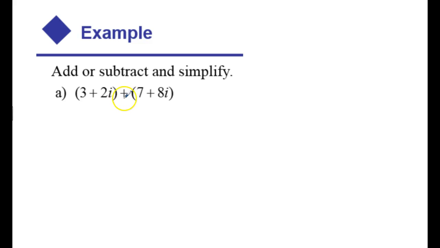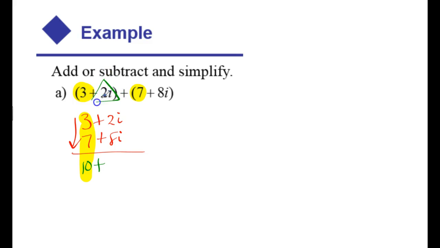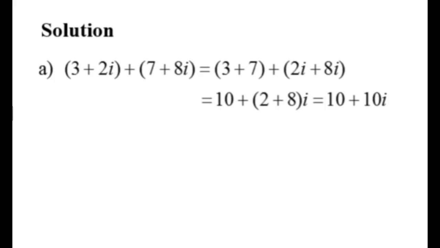So let's take a look. First of all, we're just going to look at how to add these, and adding them, we're really just going to combine the real numbers with the real numbers and the imaginary numbers with the imaginary numbers. So you can think about adding like terms. This 3 is just like this 7, so we'll just add that straight down for 10. And then I'll combine my imaginary numbers too. It's kind of like 2i and 8i for 10i.